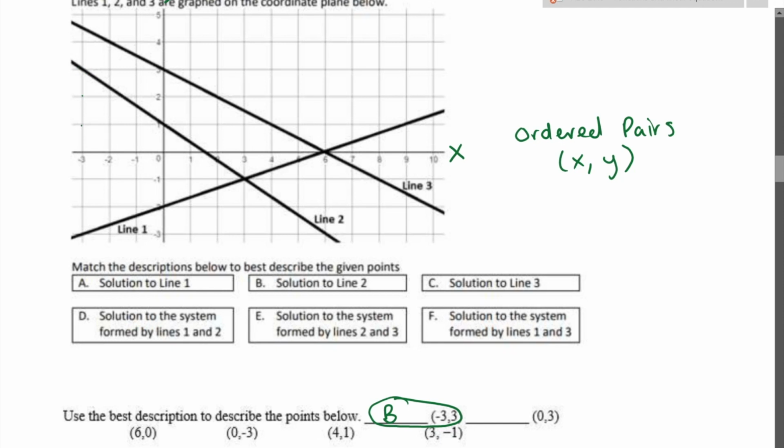Let's do 0 and 3. Okay. 0 and 3. So 0 is x. 3 is y. So go all the way up to 3. And that's this point right here. So what is that? That's the solution to line 3. So which letter is that? That's C.